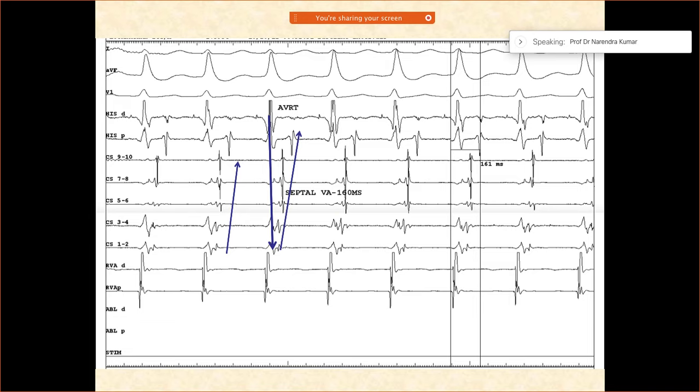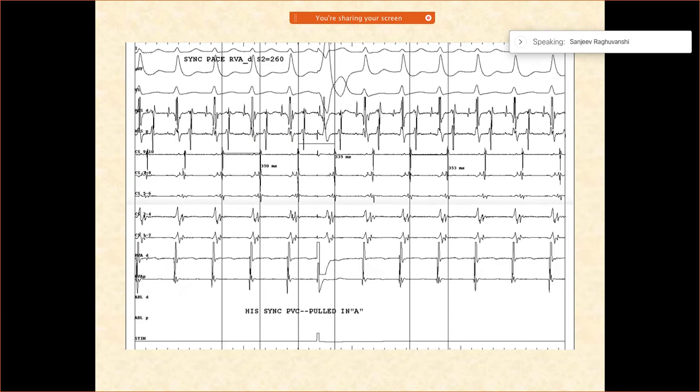So what is going to be the differential diagnosis? You have already ruled out AVRT. So the possible differential diagnosis is going to be accessory pathways, otherwise atrial tachycardia. So now you're trying to give His synchronized PVCs.